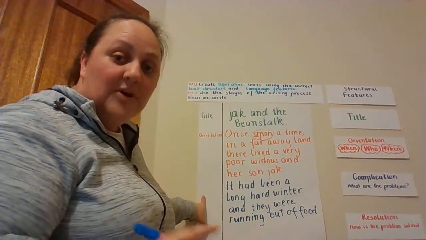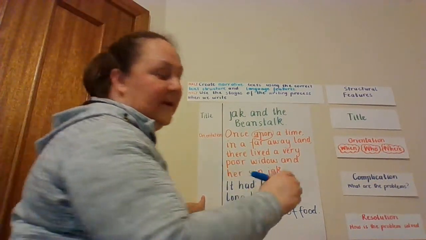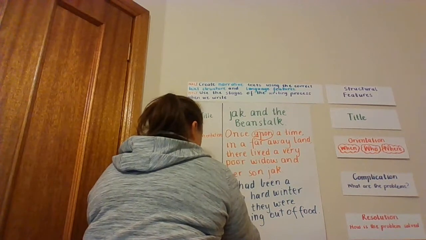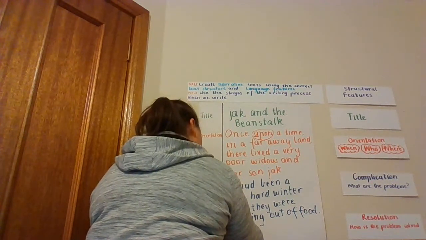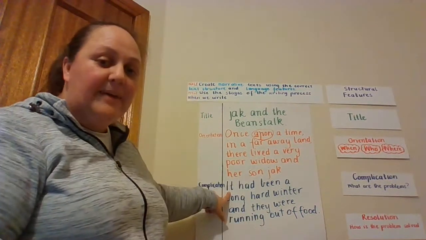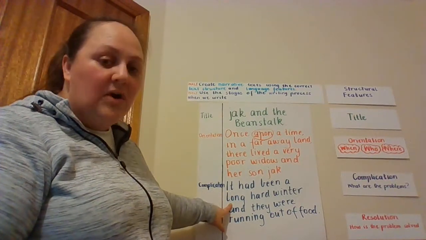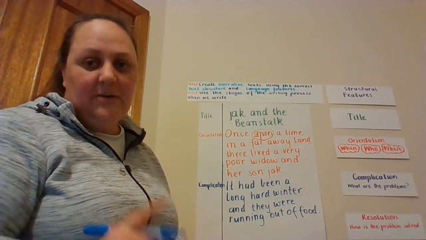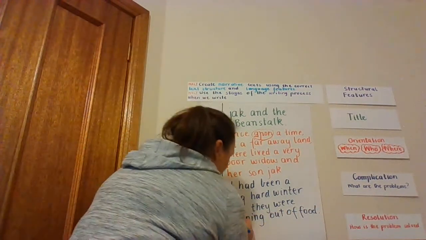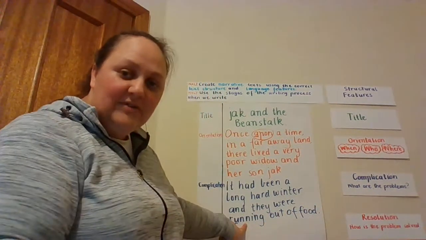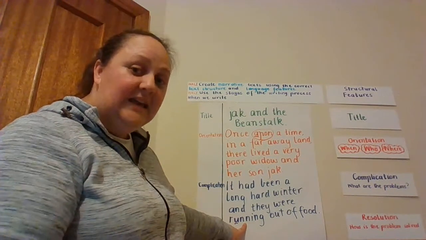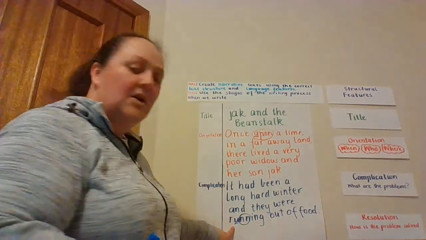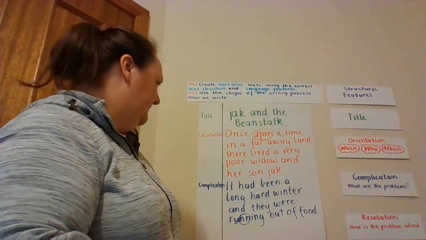Okay, I'm just going to label this section of the story. It had been a long, hard winter and they were running out of food. Now, I have remembered the short vowel there means I have to double the consonant. Running out of food.